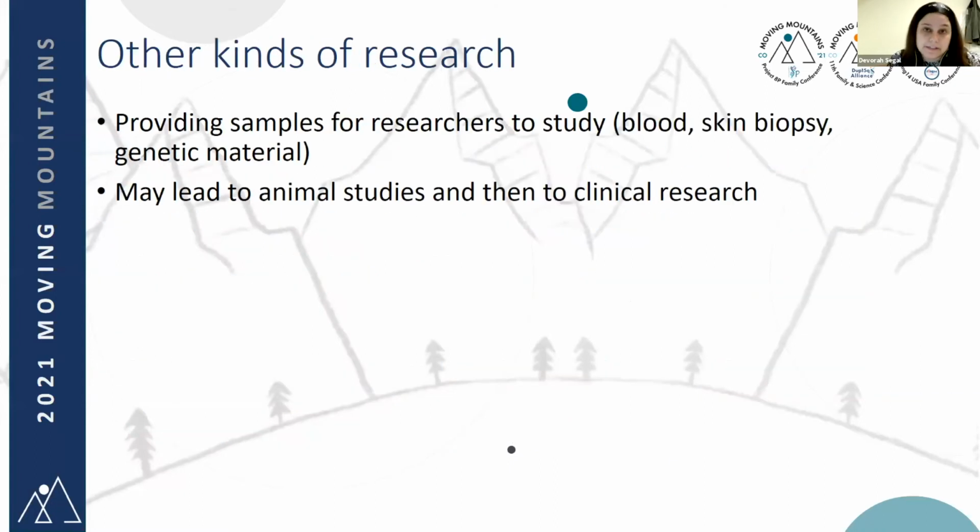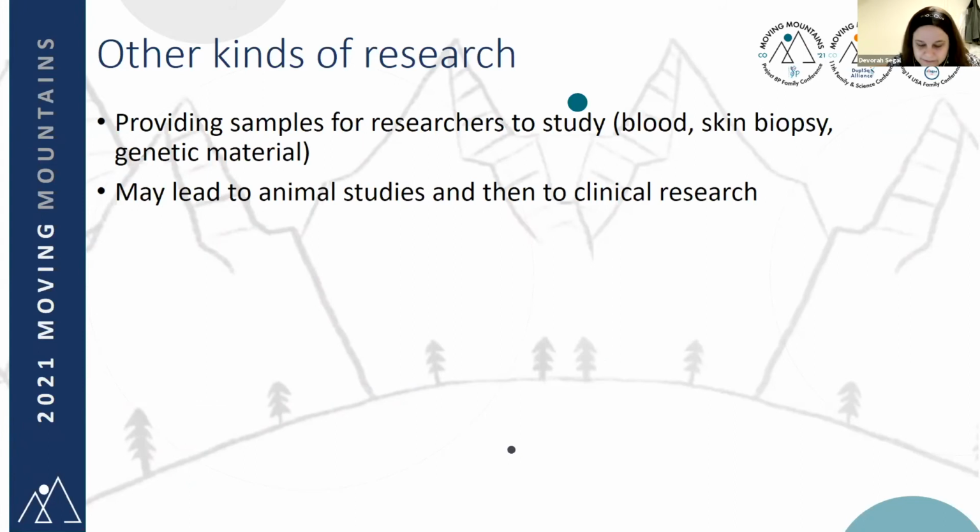There are other kinds of research as well, and some of you might be involved in this research already, and that includes providing samples to researchers. So if there's a lab in France that's studying your child's disorder, you might have submitted blood samples to them, you might have had a skin biopsy to send to them, or genetic material, and they use the information that they learn from those samples to help develop animal studies and help develop clinical research and clinical trials.